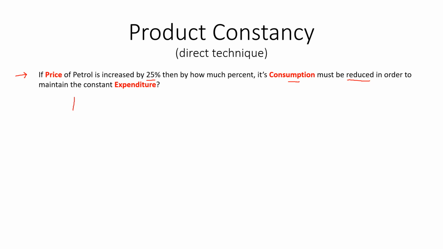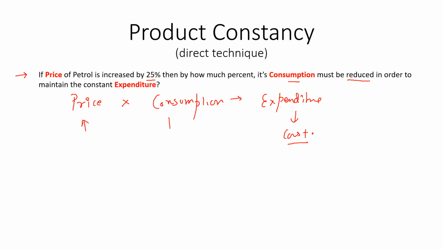Okay, so we know that price multiplied by consumption is equivalent to expenditure. Now, in order to maintain this constant, the product has to be constant, which is possible. If price increases, the consumption has to be reduced, and if price reduces, the consumption has to be increased. But in this problem, price is increasing by 25%.